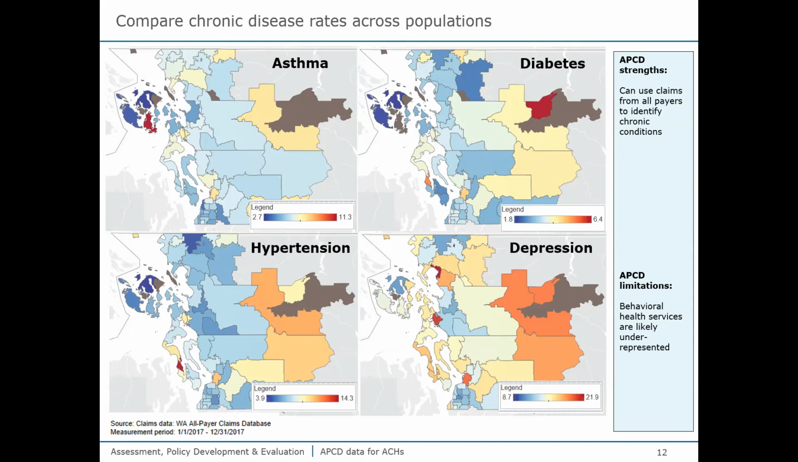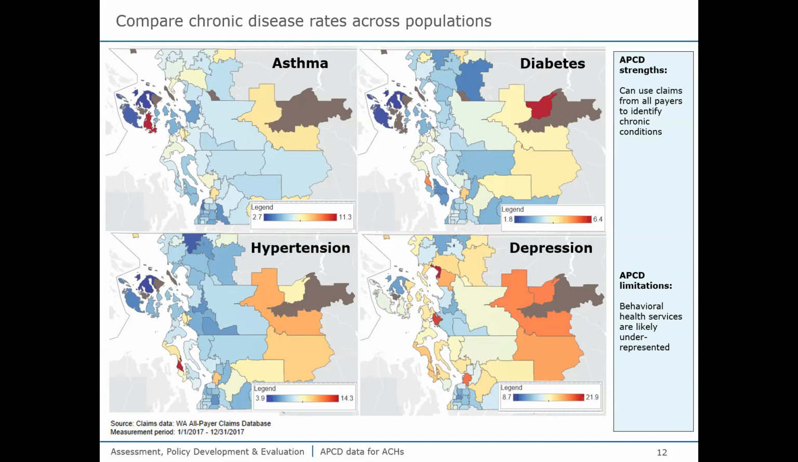So here we have 4 chronic diseases. 3 of them are considered physical diseases, and 1 of them is a behavioral health concern, depression. On the upper left, we're looking at the percentage of people by zip code who have asthma in the past year. So this is looking at people with asthma in 2017. The zip code that's colored red, having the highest diagnosis rate of asthma, is Lopez Island with 11.3%. Next to the right, we're looking at the same thing for diabetes. And we see that the zip code 98267, which is Marble Mount in the North Cascades, has the highest diabetes prevalence of 6.4%.